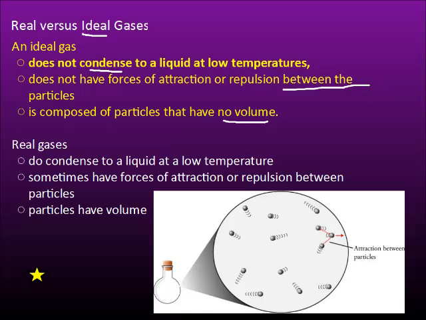On the other hand, the real gases actually do have some of these. They actually will condense. If we cool it down enough, a gas will condense. So we have liquid nitrogen. It's a liquid that we've cooled down enough to condense. Sometimes they do attract or repel each other. We've talked about force of repulsion, force of attraction before with the dipole moment. Sometimes they have charges that will attract or repel each other. And particles do actually have volume. It's just very, very small. I'll show you a video on that tomorrow.